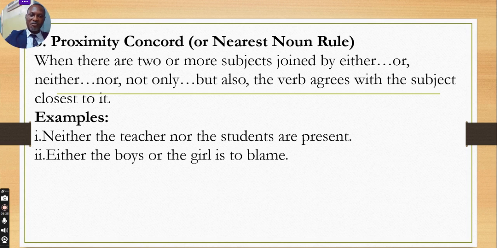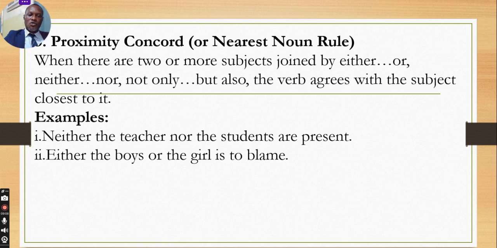Neither the teacher, the first subject of that sentence is the teacher. Now, the second subject of that sentence is the students. So what is near to the verb is students, and students is a plural noun. So we are going to use a plural verb for it, which is what? Are. Are you getting it? So you don't make a statement and say, neither the teacher nor the students is present.